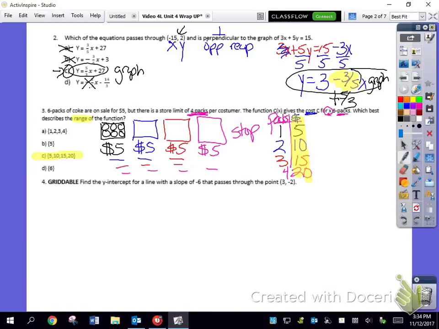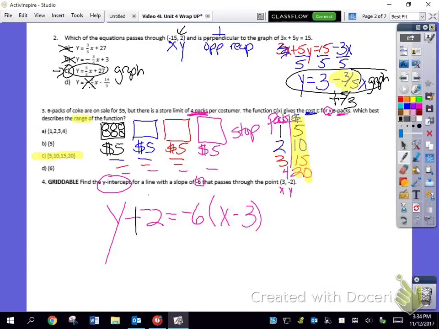Number 4, I want to find the y-intercept for a line with a slope of negative 6 that passes through the point. Remember, you always have x and y. So use your point-slope form. That is the wrong thing. I don't want to use x, I want to use y. So y minus negative 2 equals, and then use your slope, negative 6, parentheses, x minus 3.